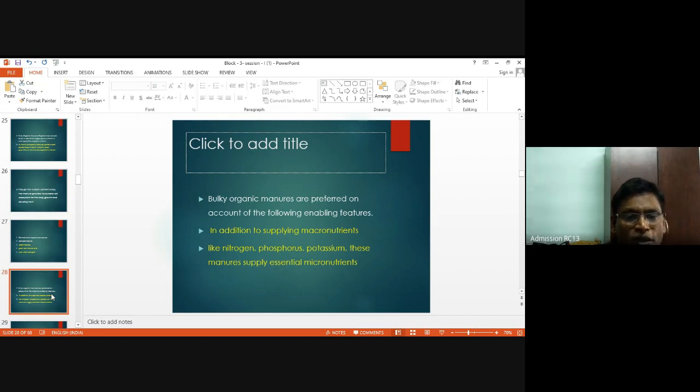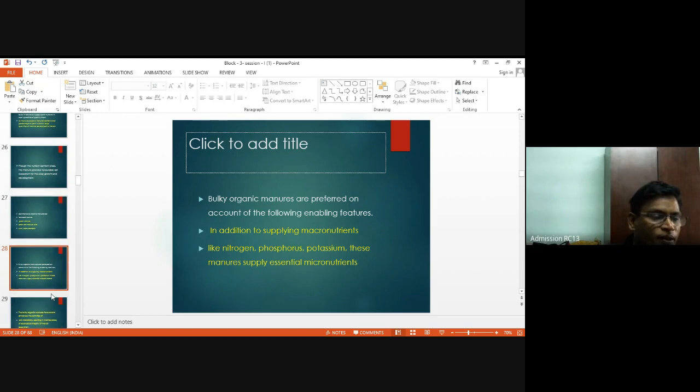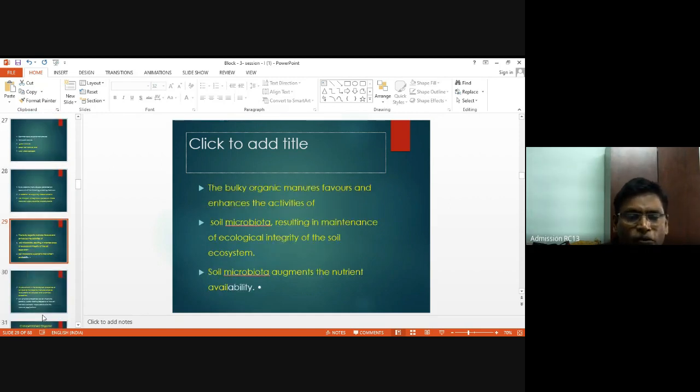The bulky organic manures are preferred on account of the following features. In addition to supplying macronutrients like nitrogen, phosphorus, and potassium, these manures supply essential microorganisms. So what is the benefit of these bulky organic manures in the crop field? The bulky organic manures favor and enhance the activity of soil microbiota, resulting in the maintenance of the ecological integrity of the soil ecosystem.